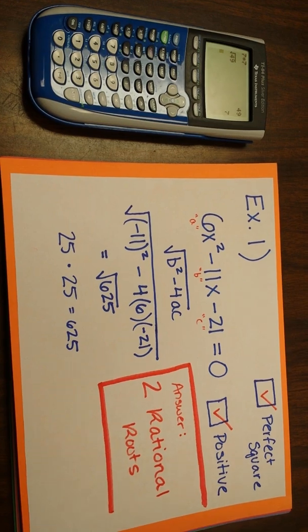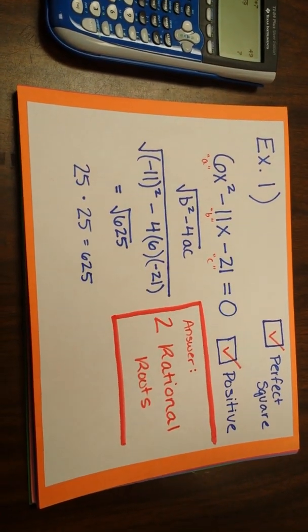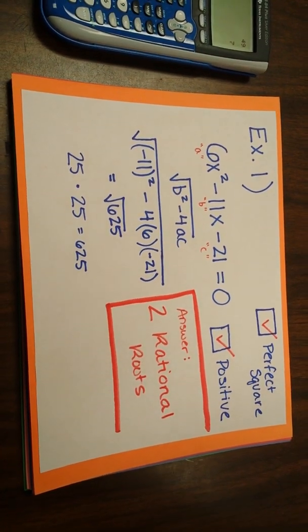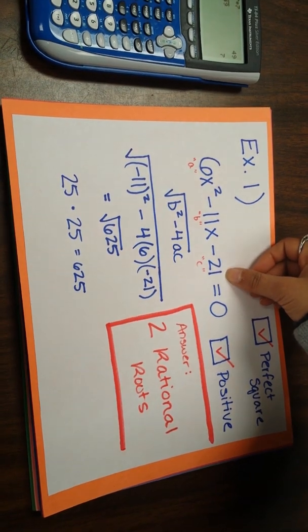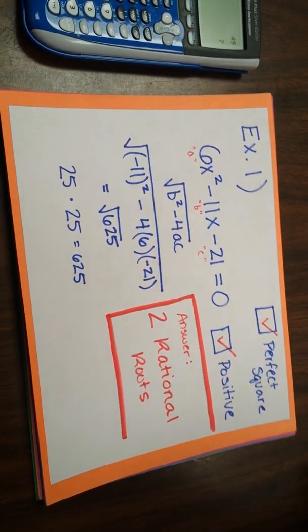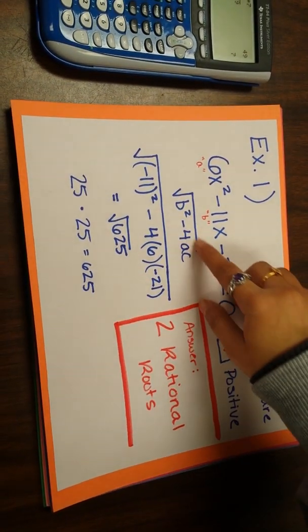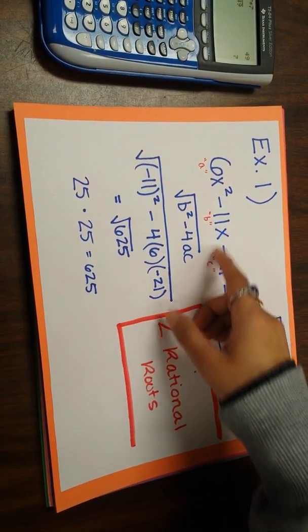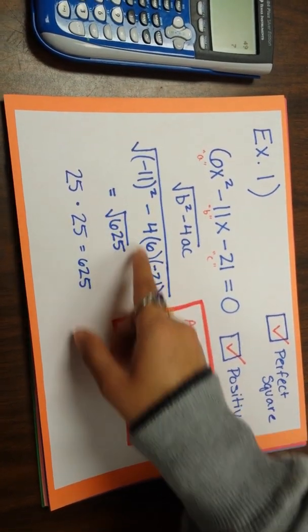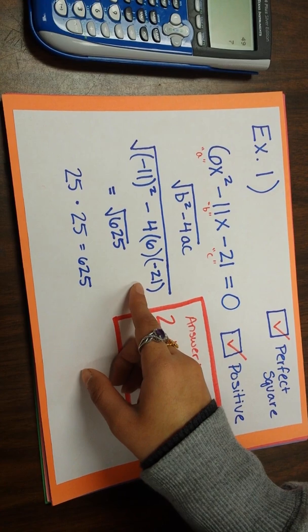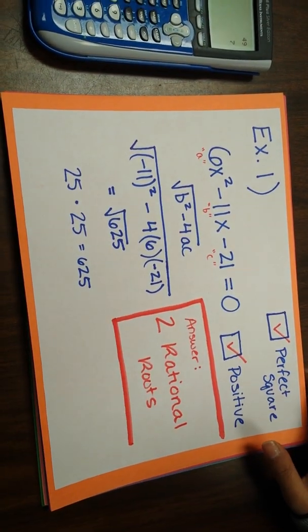So the example for two rational roots would be 6x squared minus 11x minus 21 equals 0. 6 is going to be your a value, 11 is your b value, and 21 is your c value. And to find the discriminant, as said in this formula, b squared minus 4ac, you plug in your a, b, and c values to get negative 11 squared minus 4 times 6 times negative 21. This equals square root of 625.